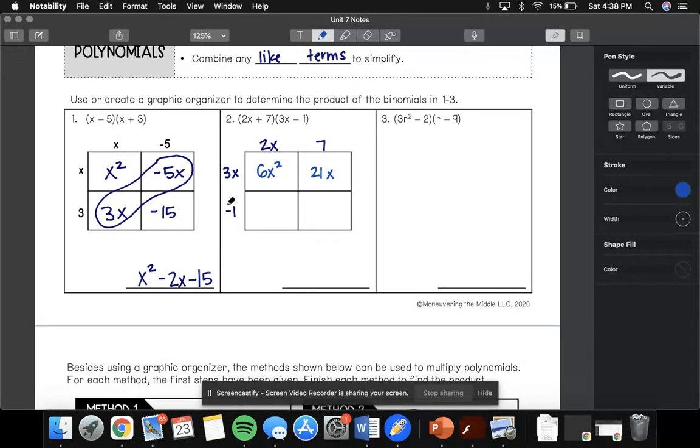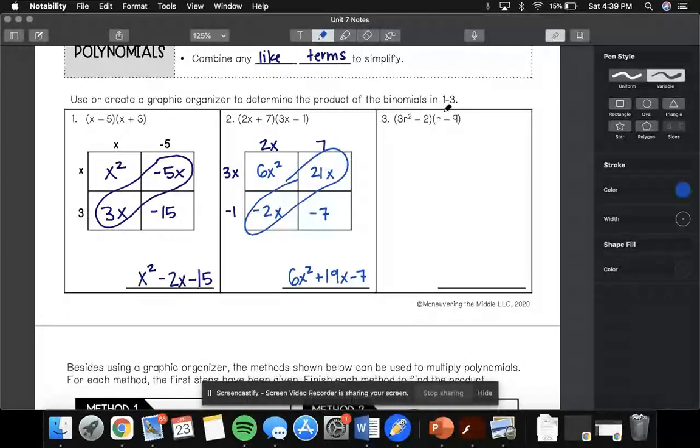Okay. Negative 1 times 2x would become negative 2x. And negative 1 times 7 is negative 7. Okay. I look for like terms. It looks like these are like terms. So we have 6x squared, negative 2x with 21x, which would create a positive 19x, and then minus 7.